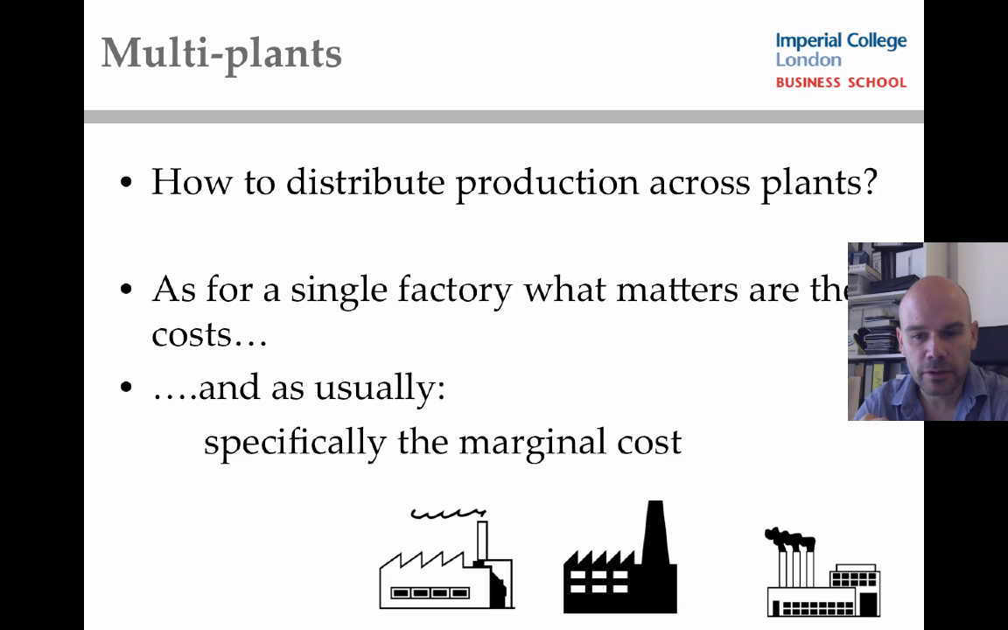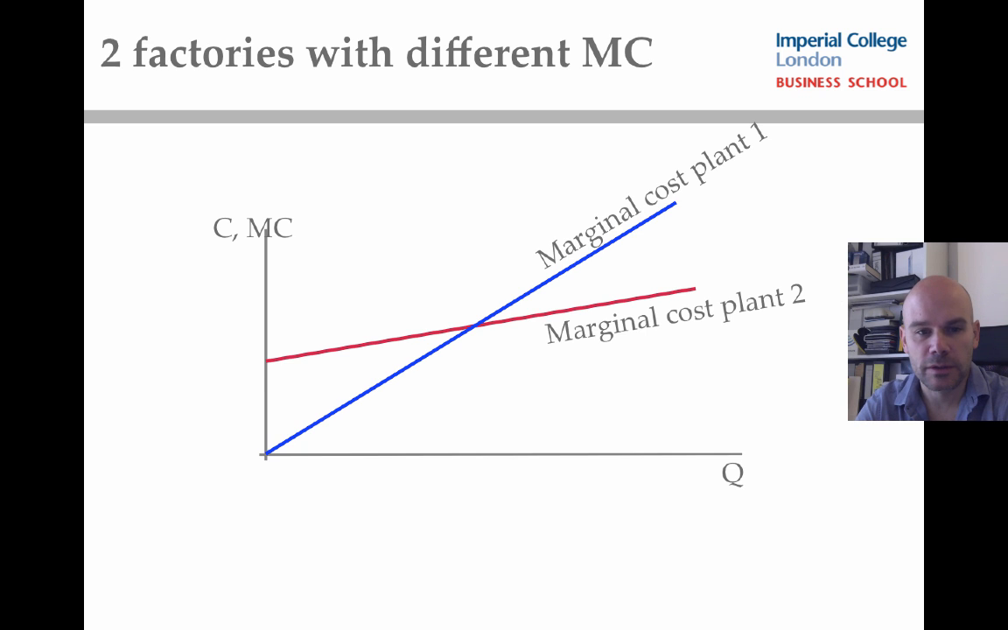And as usual, what matters in that decision, what is an important factor, is the cost, and specifically the marginal cost. And again, the simplest way to start is if you just think about 2 factories, 2 plants that are owned by the same firm. What might be the case is that you're in a situation like the one described here, where you have different marginal cost curves. You have one which starts a bit lower and then goes much higher for plant 1, and you have another one which starts relatively high but doesn't increase as fast for plant 2.